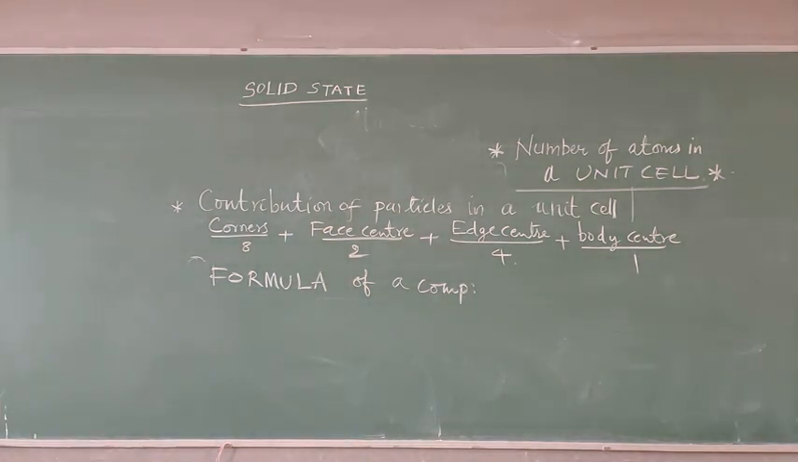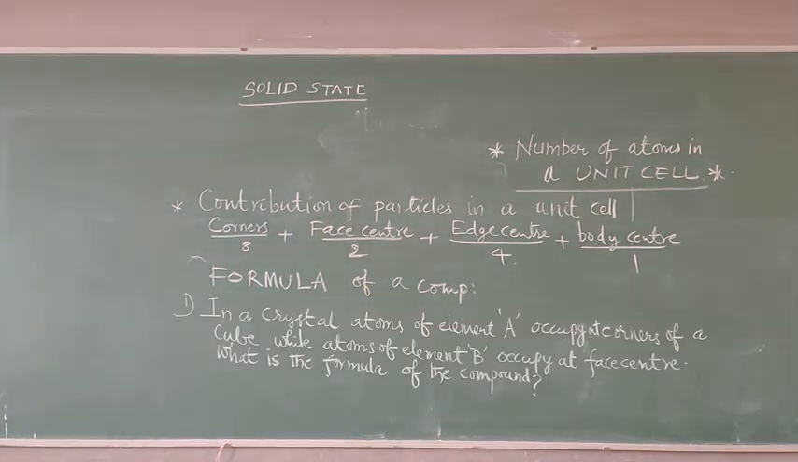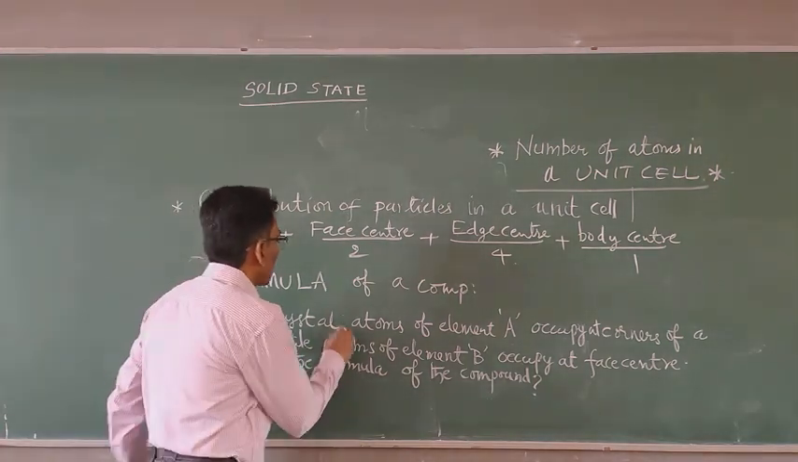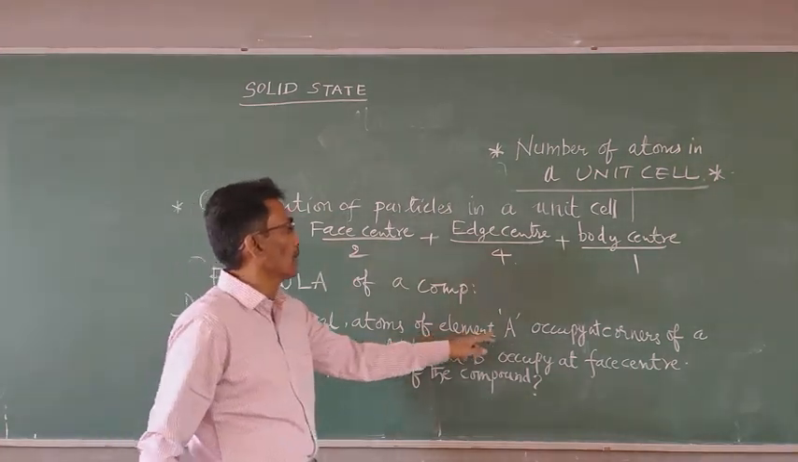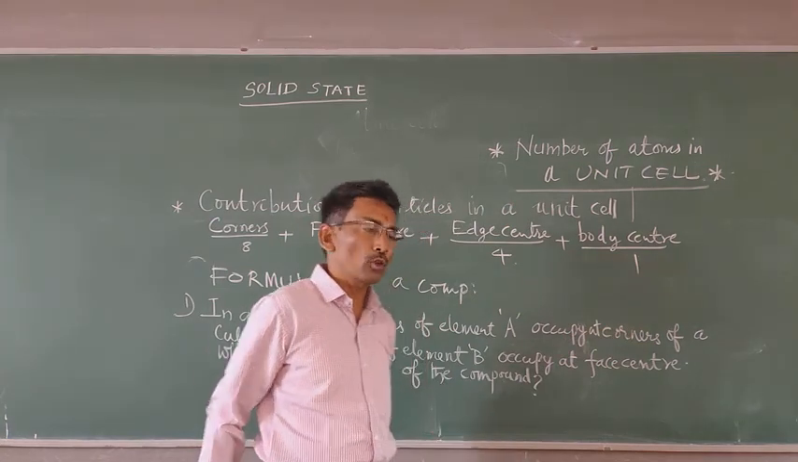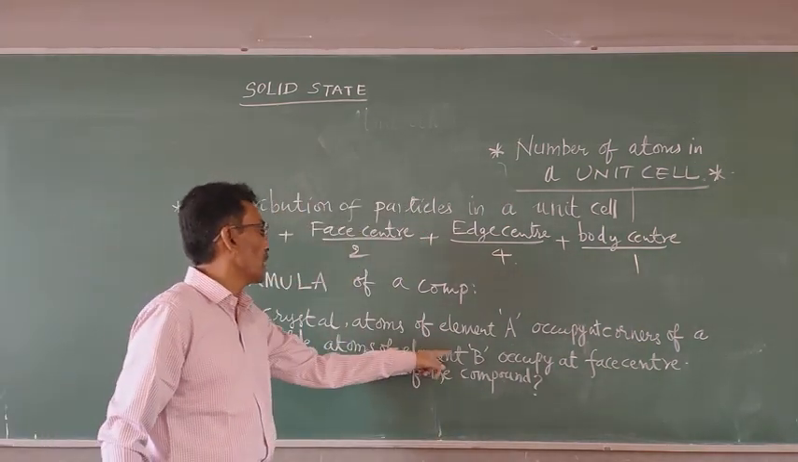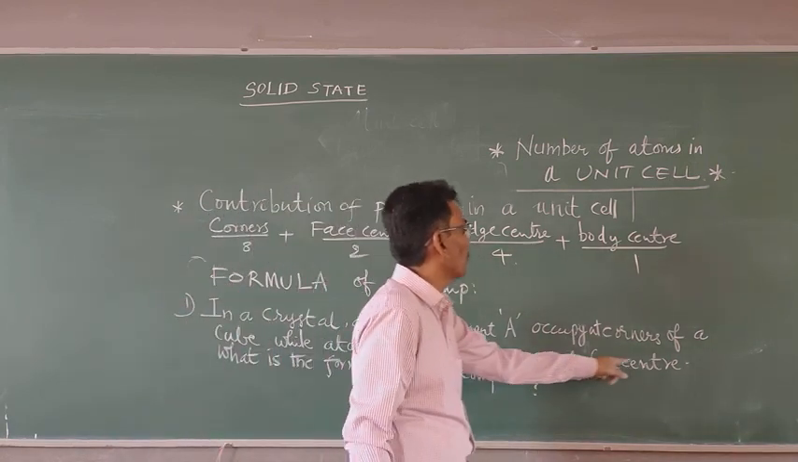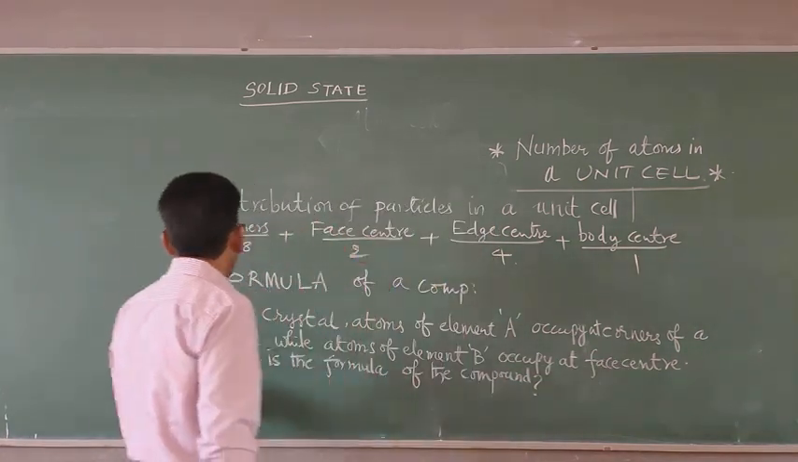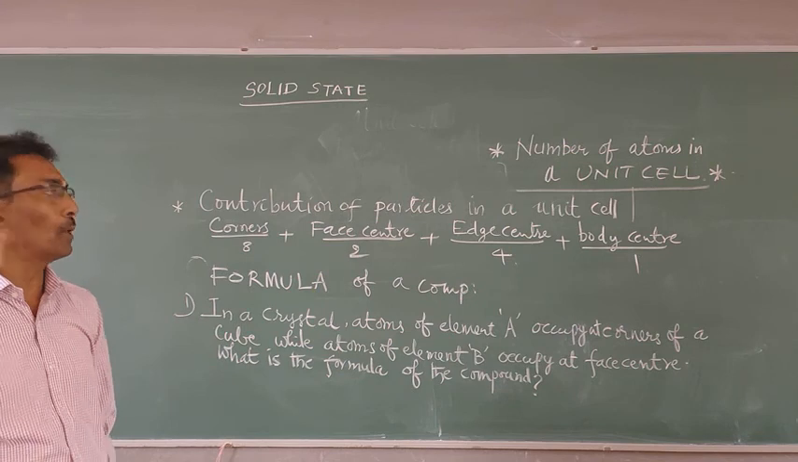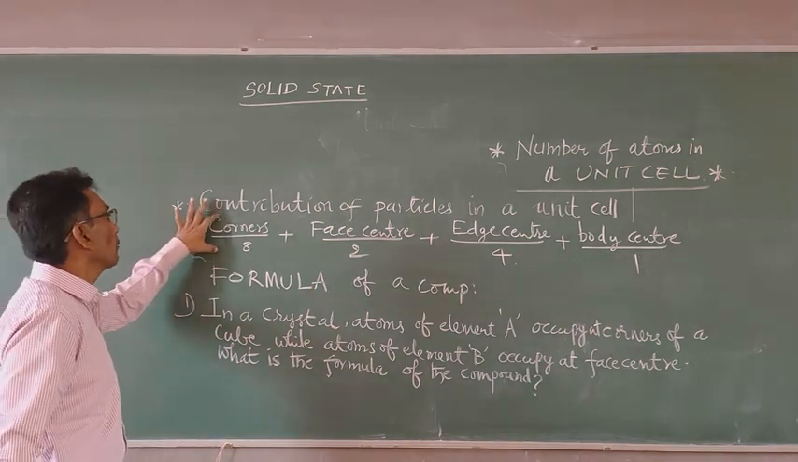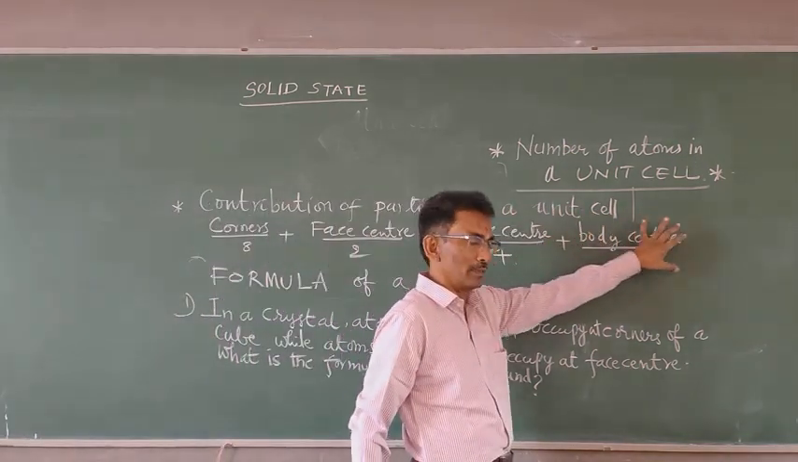First problem we have to take and then solve it. Yes, observe some things, dear students. In a crystal, atoms of element A occupy corners of a cube, while atoms of element B occupy face centers of the cube. What is the formula of the compound? This above information helps you a lot.